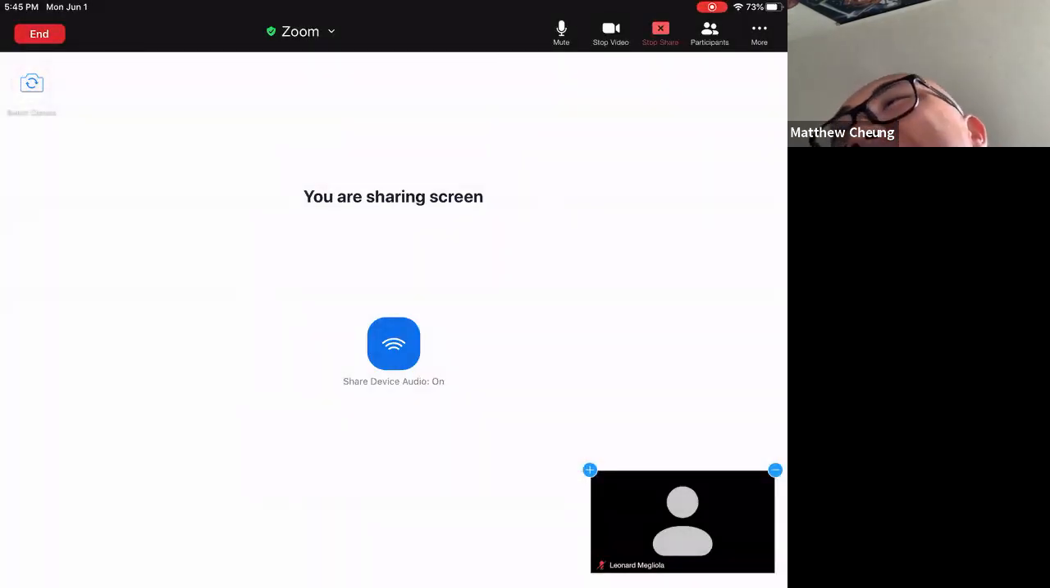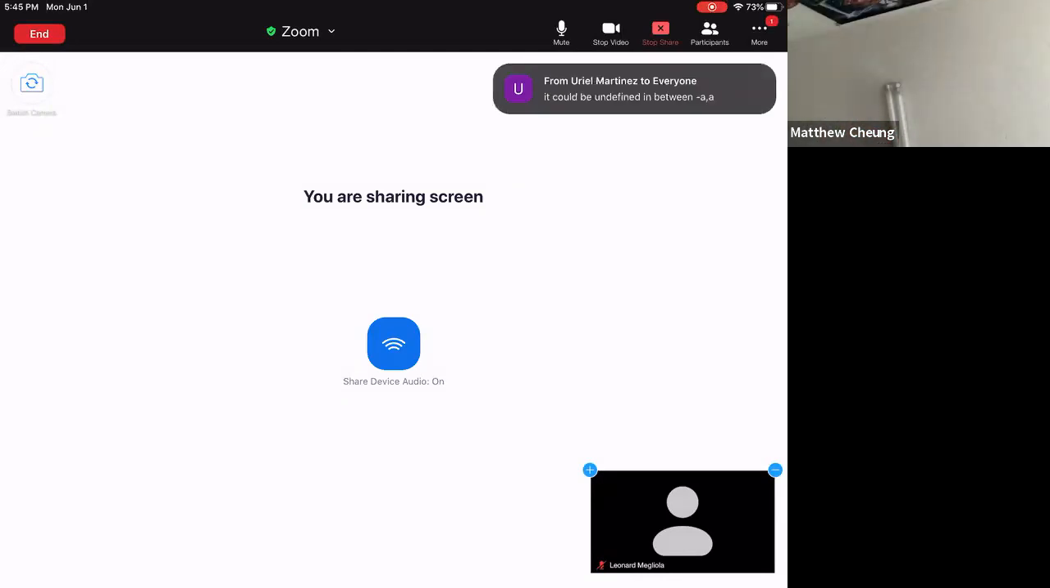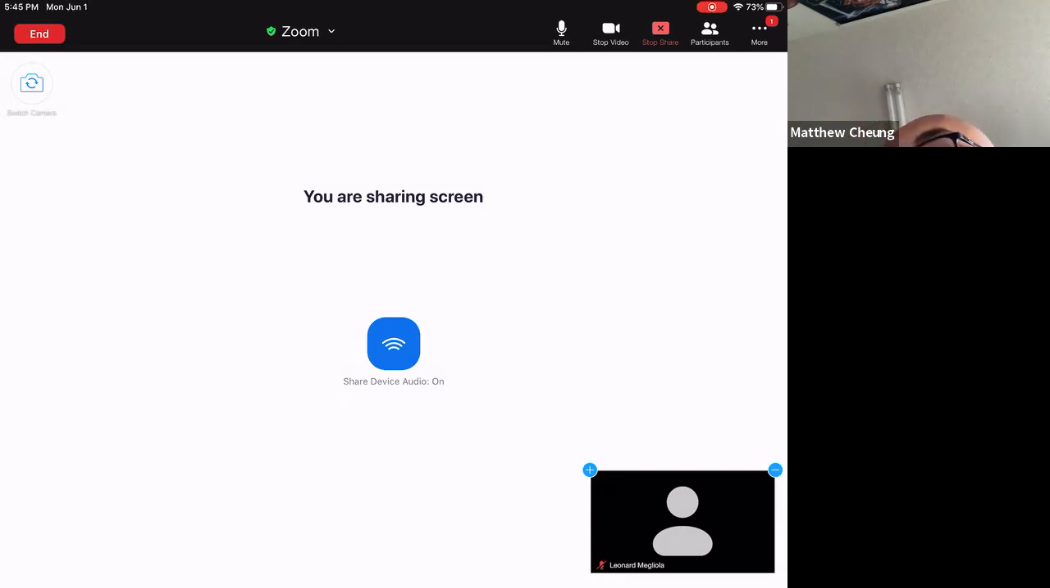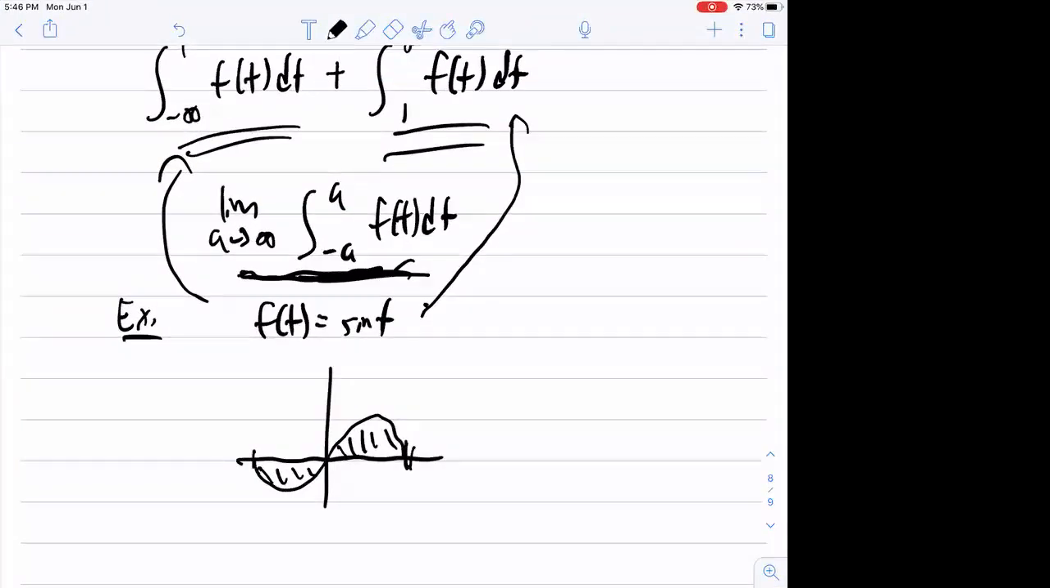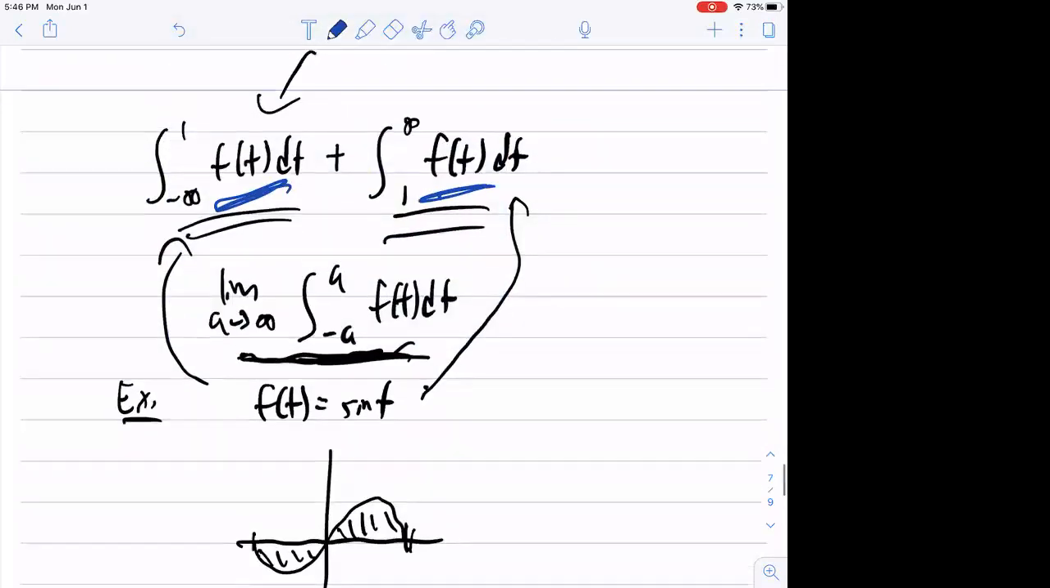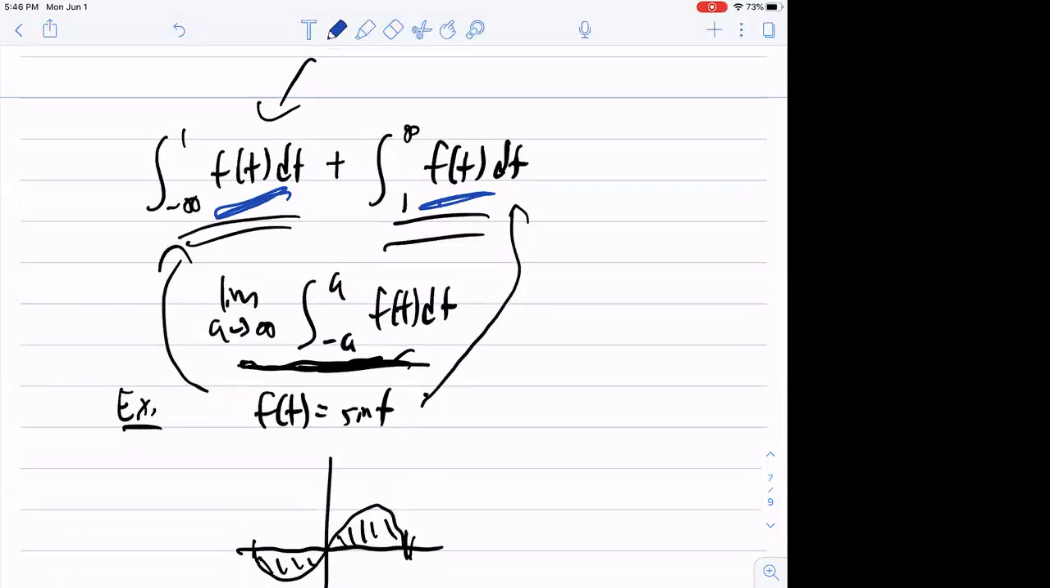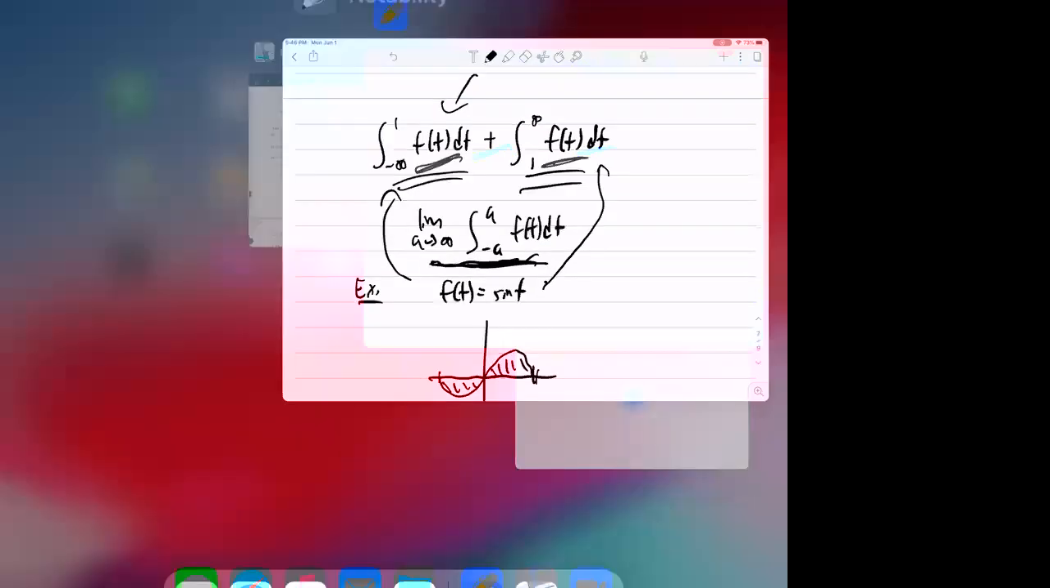I mean, the canceling is not an issue. If it's undefined from negative A to A, then even this thing is an issue. If you're undefined, you're clearly undefined here too. So that is not the issue. If that was an issue, then your integral doesn't even make sense. F should be defined on negative infinity to infinity.